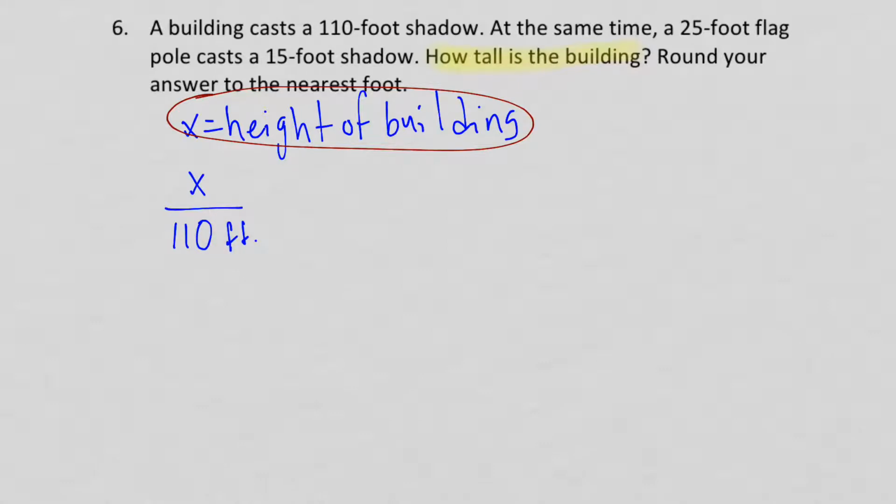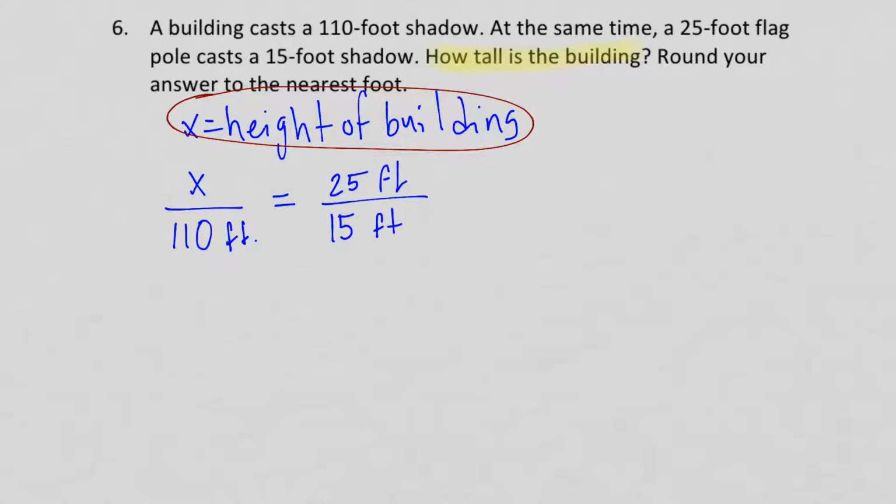So on the other side, notice what I did. Height over shadow. Height of building, shadow of building. I need to do height over shadow on this side as well, but this time the flagpole. Height of the flagpole, 25, over shadow of flagpole, 15. And then I can solve that. Solve by cross multiplying and you're done.